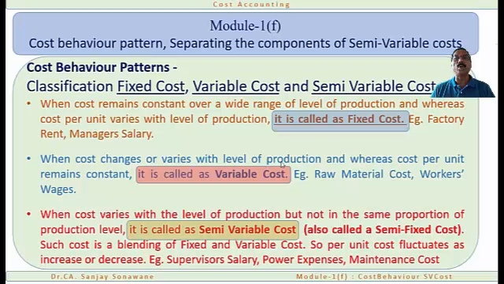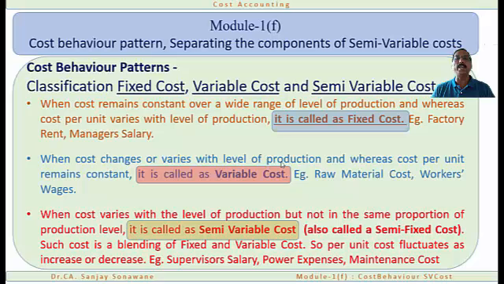So this way the total cost changes with the level of production. But what happens to the per unit cost? If you manufacture 1 unit, you are consuming 2 kg. If you are manufacturing 2 units, for every unit you are consuming 2 kg only. So per unit cost remains constant, whereas total cost keeps on changing. All these behavioral patterns will be studied in depth in the topic of classification of cost, where you have to study and understand how the calculations are also done.